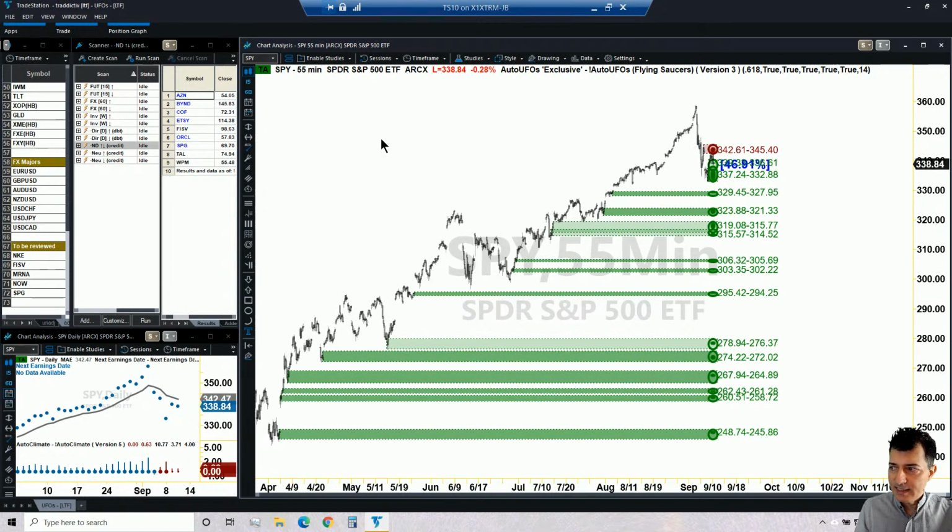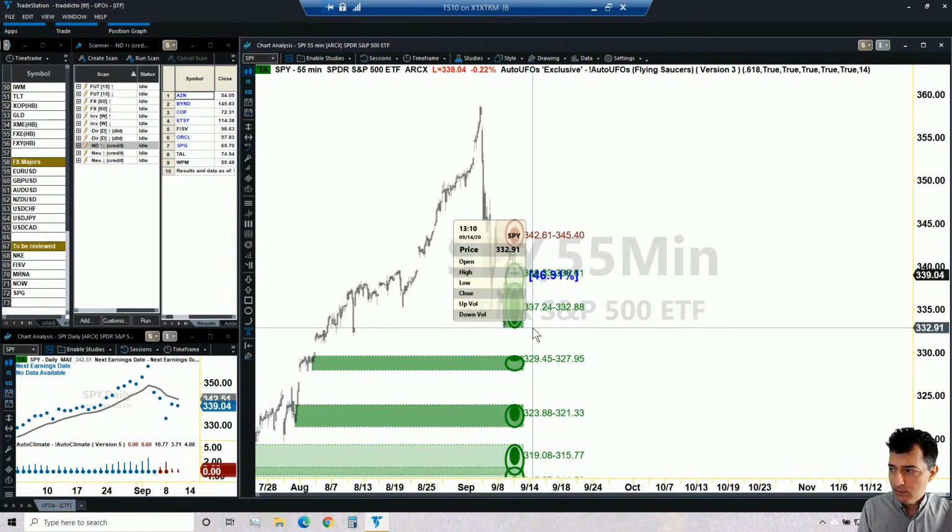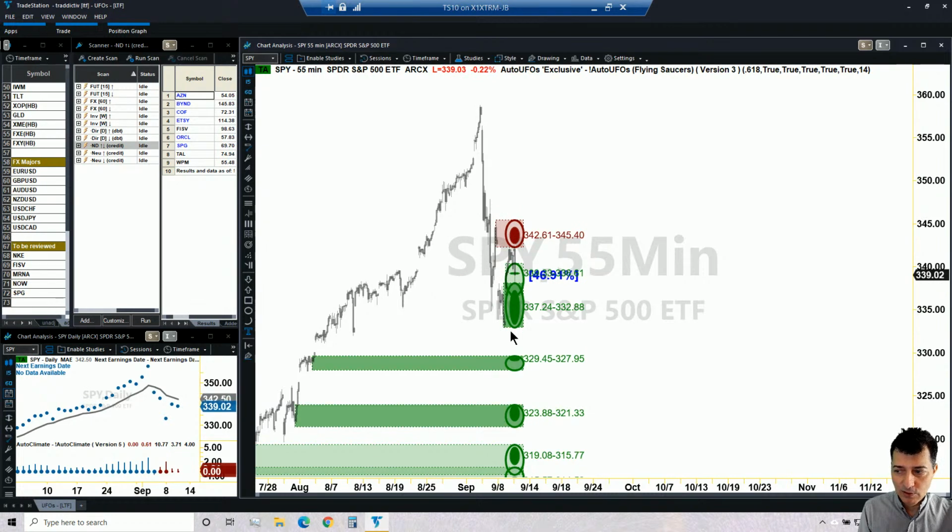Okay, so the S&P, as I was saying, hit a red UFO and is falling down into the green UFOs below. So we may end up having a little bit of a ranging day, and if the market goes below 332 or something like that, then there is lots of room for price to keep falling to other UFOs, okay? Especially given the fact that if price was to fall, the climate would likely reconfirm to be a down climate, where right now it's not confirmed.